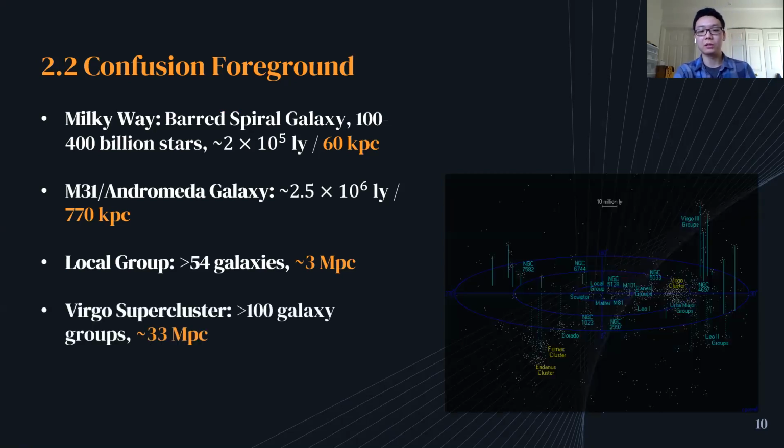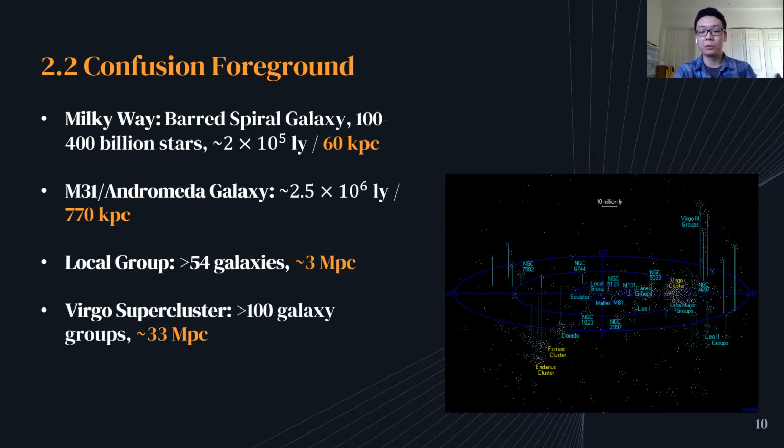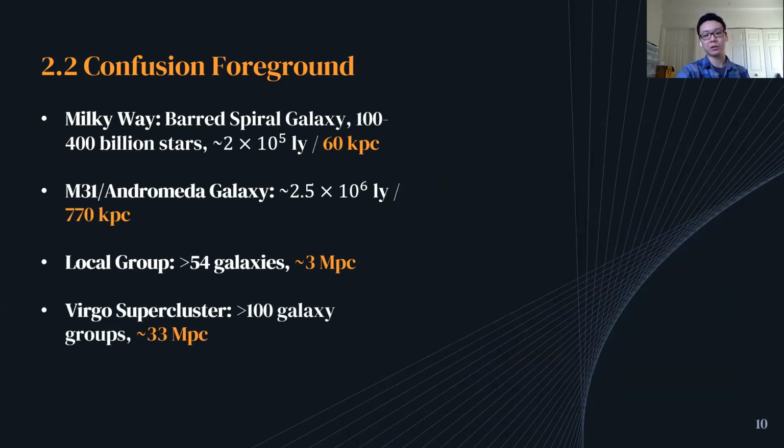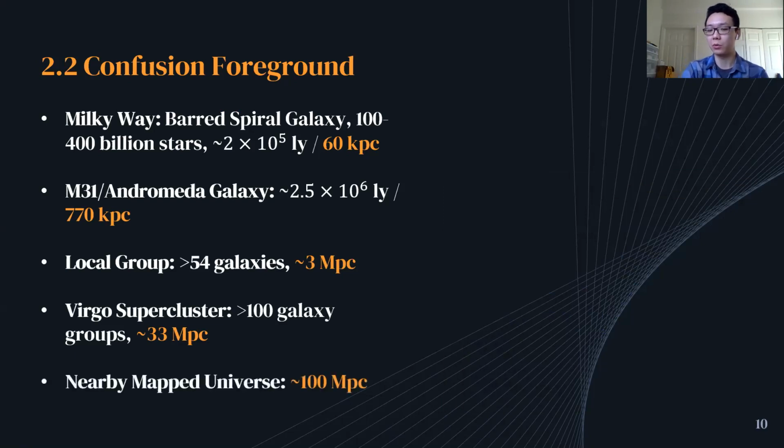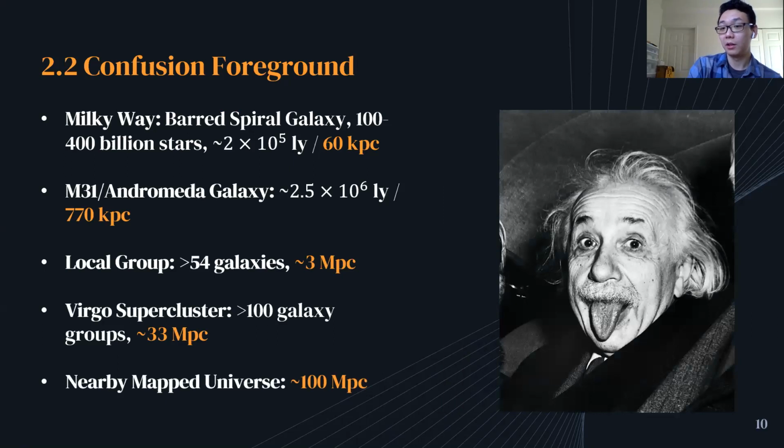Further away is the Virgo cluster, which has more than 100 galaxy groups and an extent of around 33 megaparsec. We keep going, and you think I will show you a pretty picture of the whole universe, but no. Eventually, we get close to the edge of the observable universe, which is an arbitrary definition because it often depends on the electromagnetic observation instruments, which differ and are always evolving. So we set our goal for the search area to be the nearby mapped universe of around 100 megaparsec. Now we have an idea of what we are looking for.